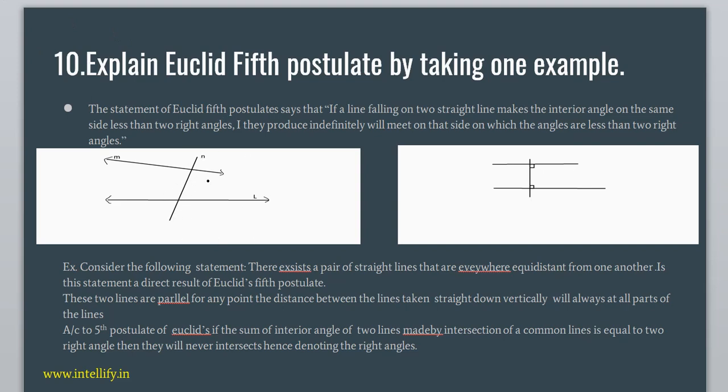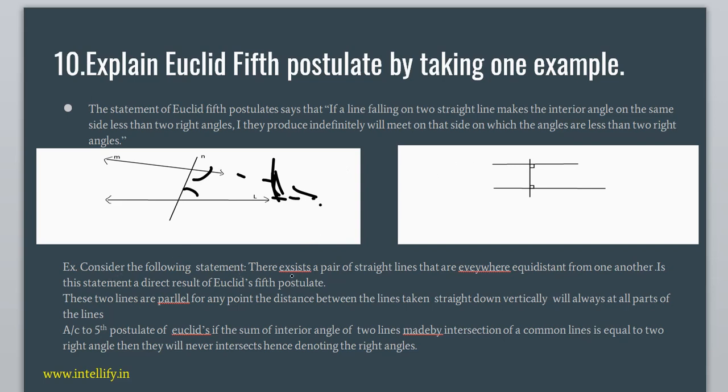So what it says is that if we have two straight lines, and another line intersects these two lines, and the sum of the interior angles, this angle and this angle, is less than 2 right angles, that is less than 180 degrees, 2 into 90 degrees, then if they are produced, after some time they will meet at a certain point, and the angle which they will make will be less than 180 degrees.